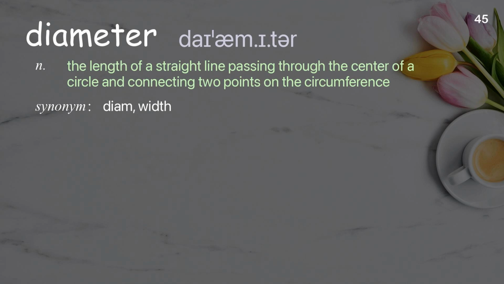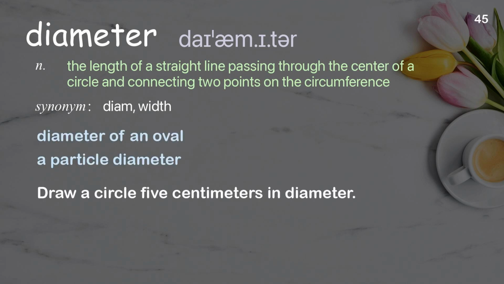Diameter. The length of a straight line passing through the center of a circle and connecting 2 points on the circumference. Examples: Diameter of an oval. A particle diameter. Draw a circle 5 centimeters in diameter.